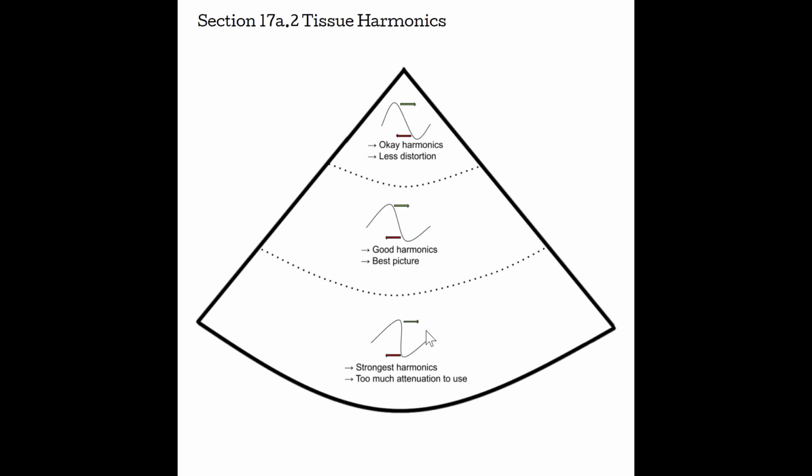The strongest harmonics come back from the far field, but we can't use them due to attenuation. And in the near field, we really don't get much for harmonics, maybe a little bit. The best part about this is that there's really less distortion in that near field, and I'll show you some examples of that in a minute here.